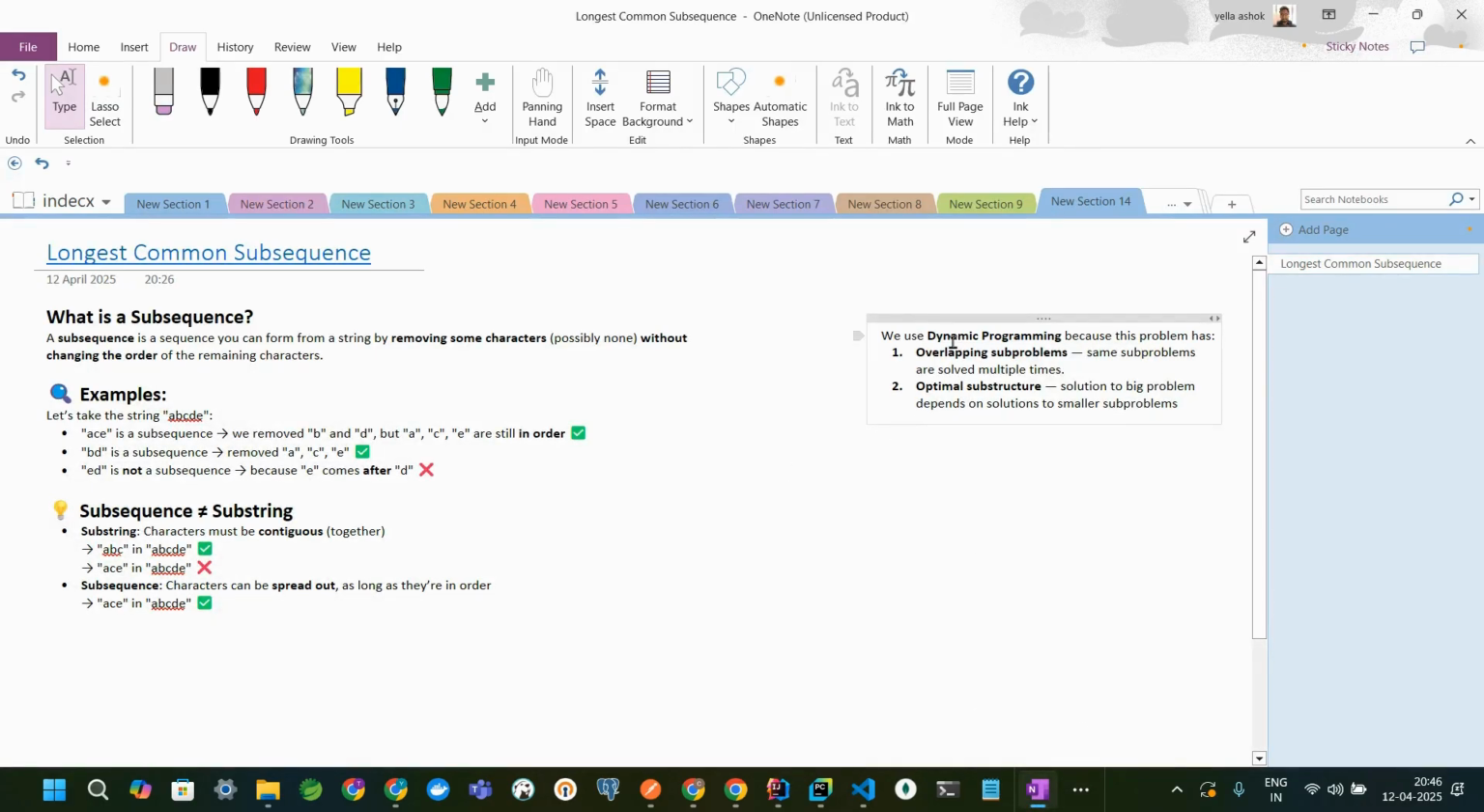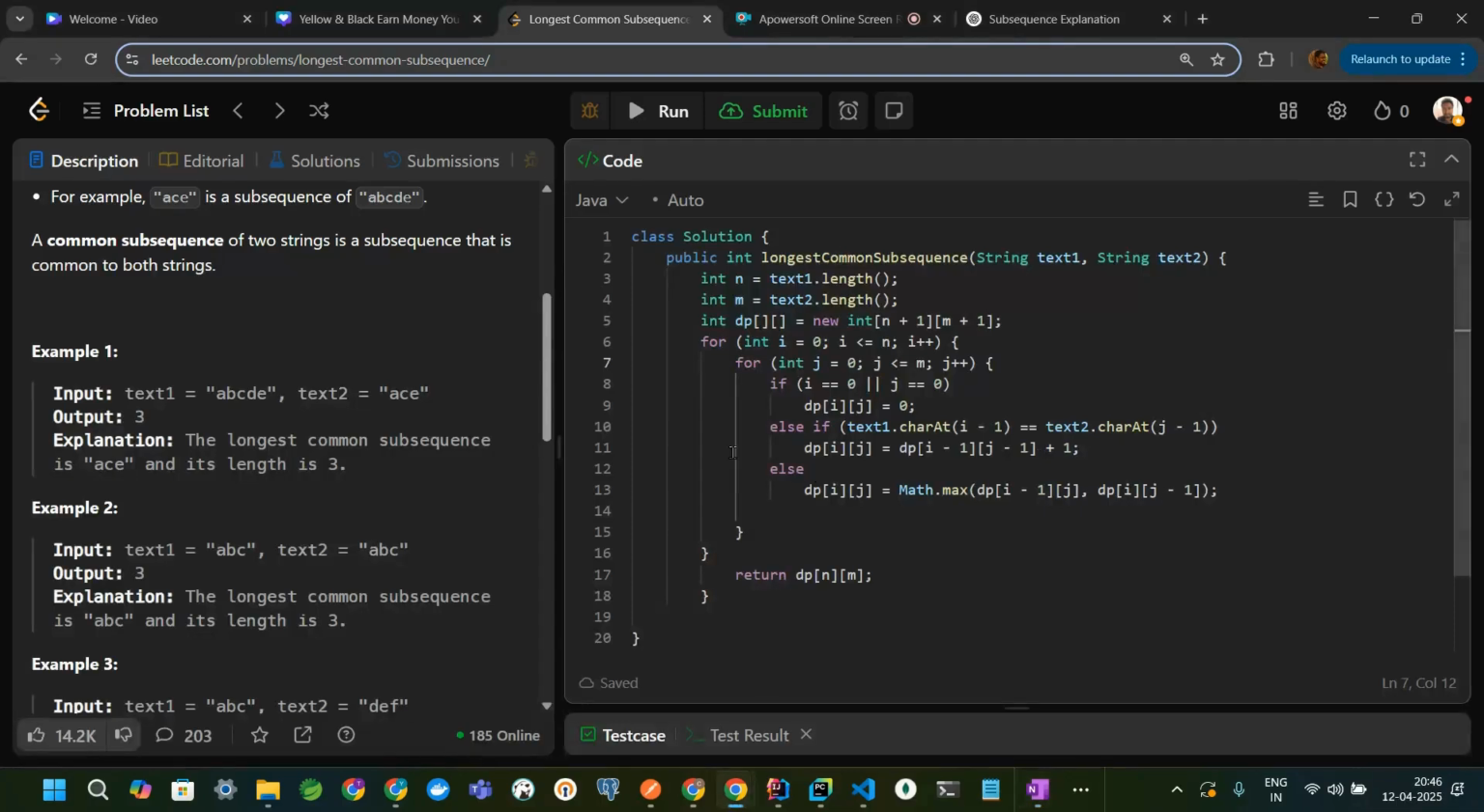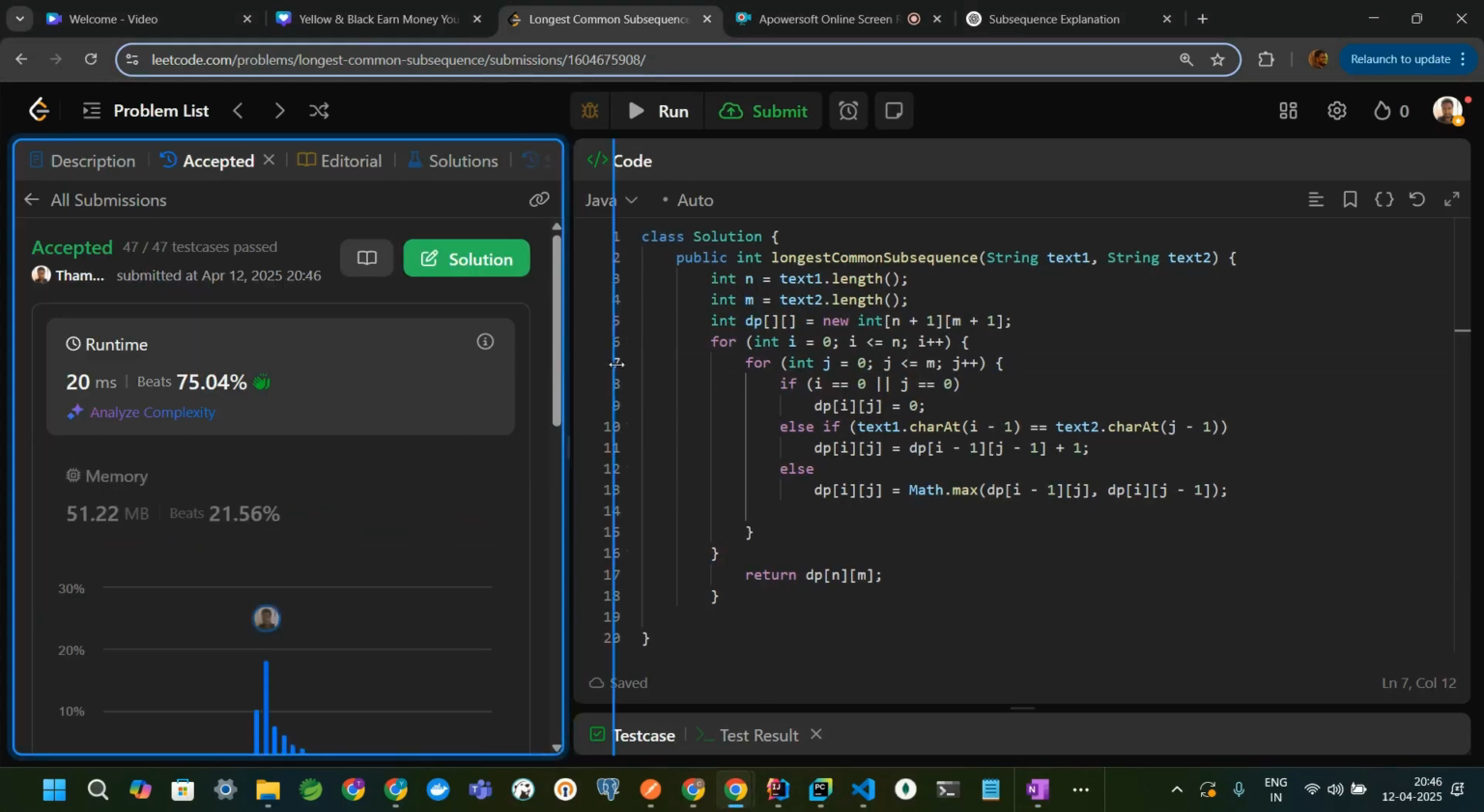We can see we are using dynamic programming because this problem has overlapping subproblems. The same subproblems are solved multiple times, and we have optimal substructure: the solution to big problems depends on the solution to smaller subproblems. So I'm running this code, and this code is very easy but more tricky.